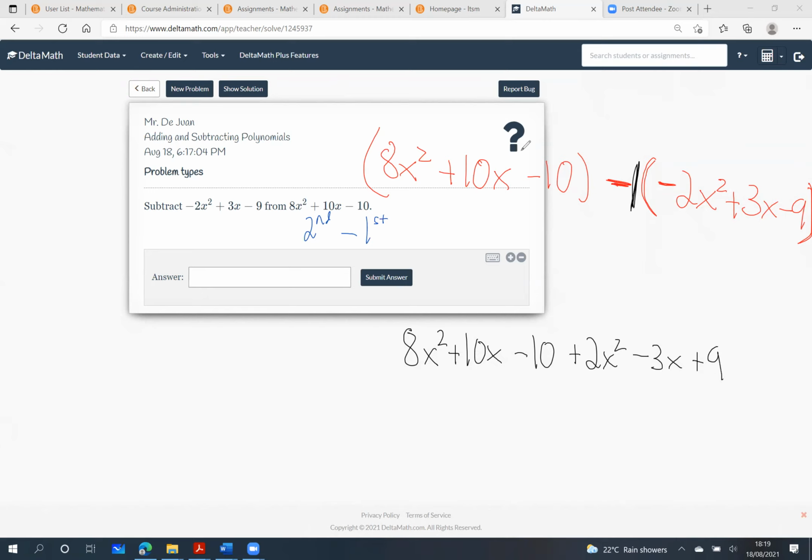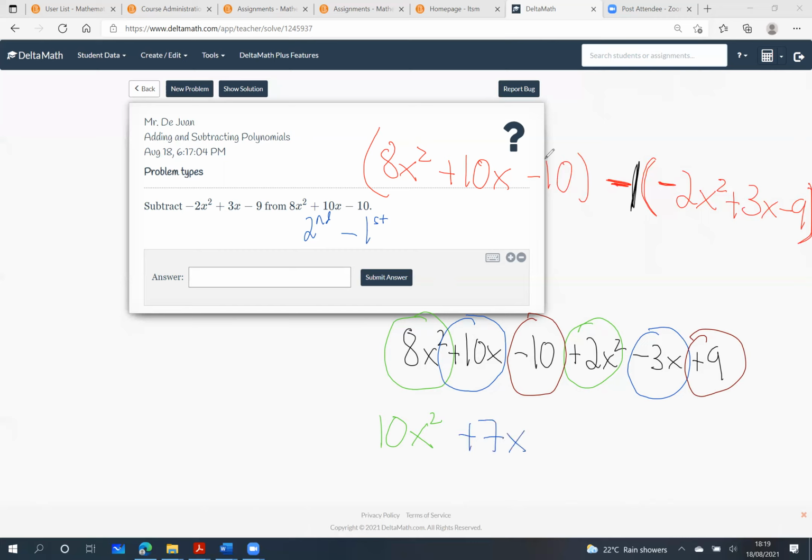Now we can combine the like terms. 8x squared and 2x squared, they're the same family. 10x and minus 3x. And negative 10 and 9. Now we can combine them together. In green, I have 8 plus 2, 10x squared. In blue, I have 10 minus 3, plus 7x.